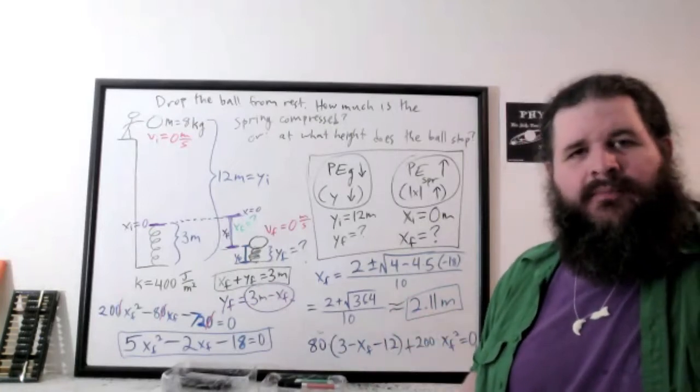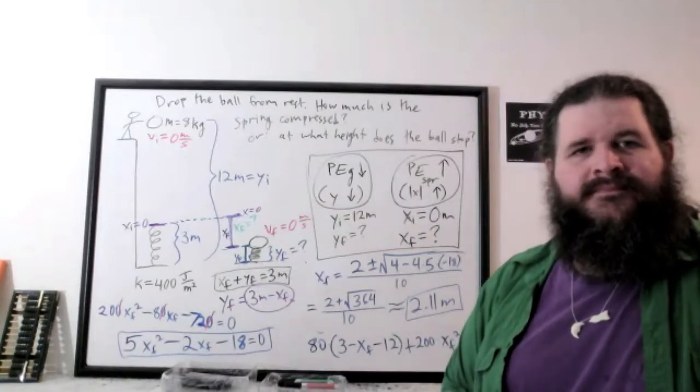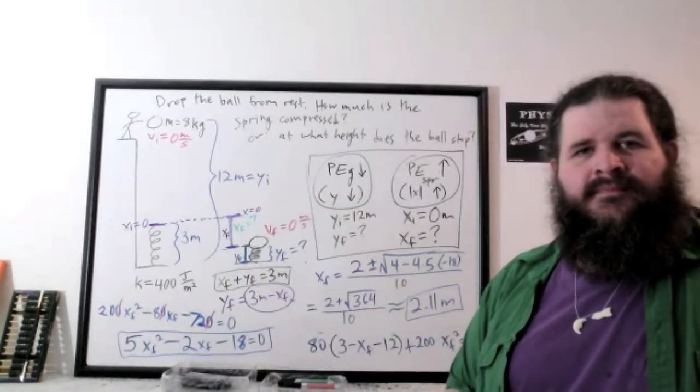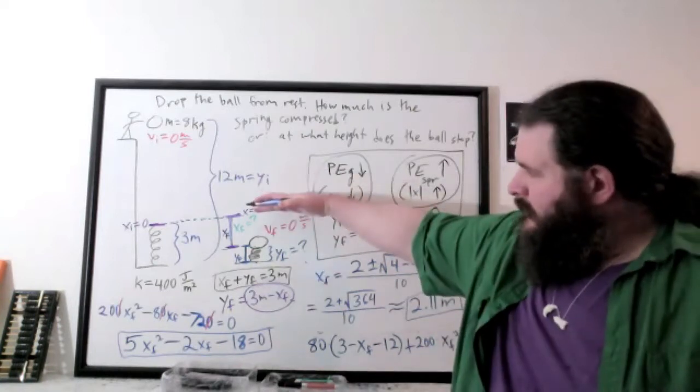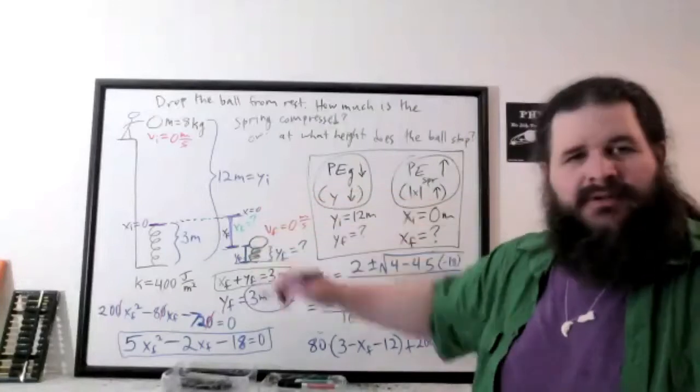And what is that supposed to represent in the physical scenario? How much the spring is compressed. Exactly. Like how far it goes from equilibrium. Right, the spring gets compressed 2.11 meters down from equilibrium.